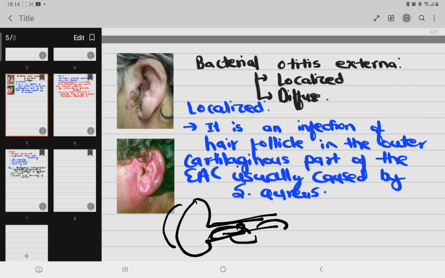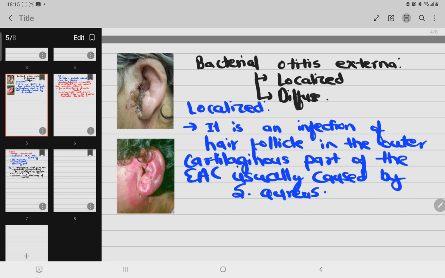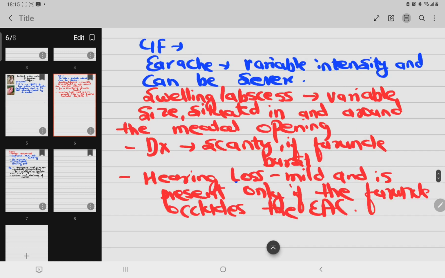So, to define again: localized otitis externa is defined as infection of the hair follicles in the outer cartilaginous part of the EAC, usually caused by Staphylococcus aureus. That is bacterial otitis externa. So what are the clinical features? The clinical features are earache of variable intensity, which can be severe.